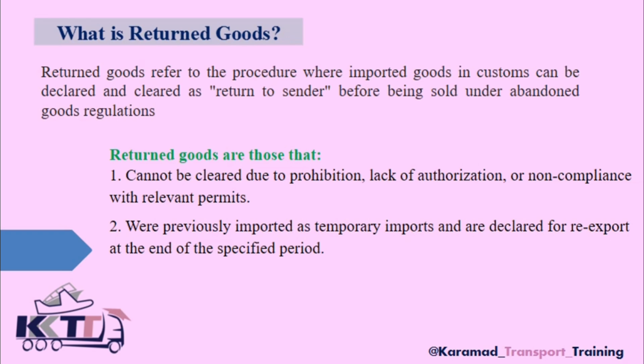So what causes a product to be considered as returned goods? Either the goods were prohibited or unauthorized when they entered the country, or they lacked the necessary permits for clearance and therefore remained in customs, or they were imported as temporary imports, and at the end of the allowed period, a return declaration had to be made for their export. We will provide sufficient and detailed explanations about abandoned goods in their respective sections.